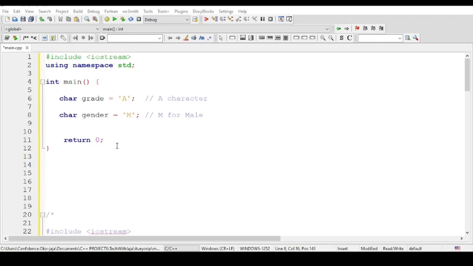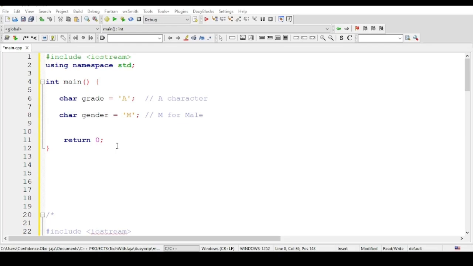The next category are the single characters. This is used to represent the alphabets, letters, or symbols that we use every day to record or display text. For example, a student's grade can be A, B, C, or D. Someone's sex can be M for male or F for female. In C++, characters are put inside of single quotation marks. It is very important that you know this. Whatever is enclosed inside of single quotes, even though it is a number, C++ does not see it as a number but as a character.